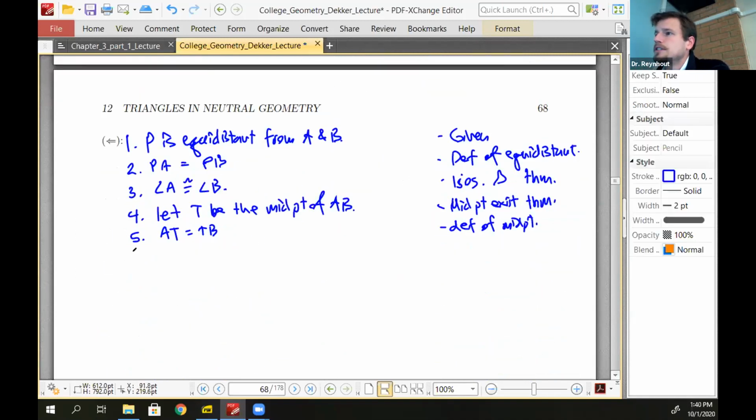All right. So step 6 then is to create some congruent triangles. So triangle APT is congruent to triangle BPT.